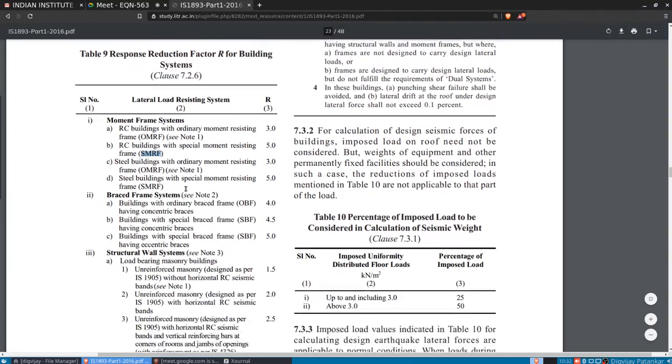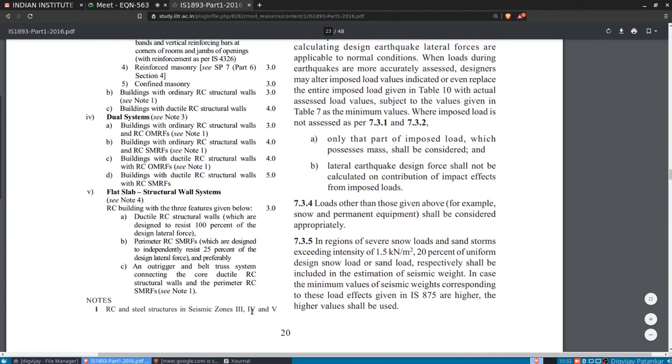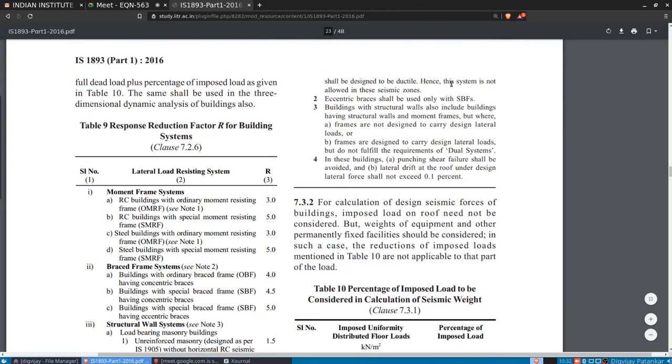See note 1, where is it? RC and steel structures in seismic zone 3, 4, 5 shall be designed to be ductile. Hence, this system is not allowed in these seismic zones. So that means, see here, see note 1. So ordinary moment resistant frames are not allowed in zone 3, 4 and 5. Ordinary moment resistant frames are allowed only in zone 2.